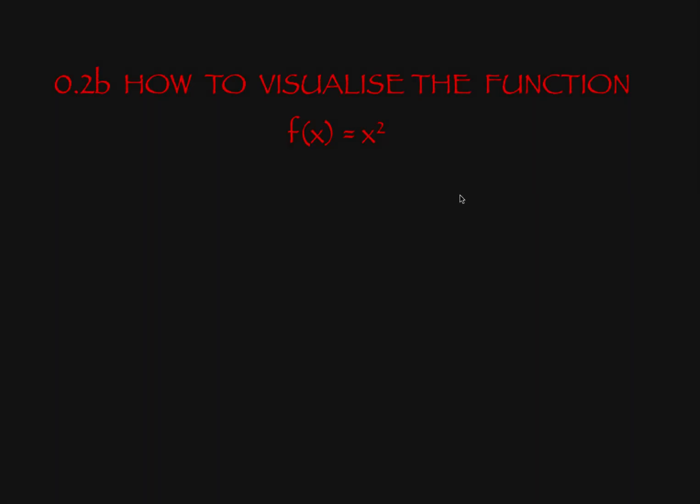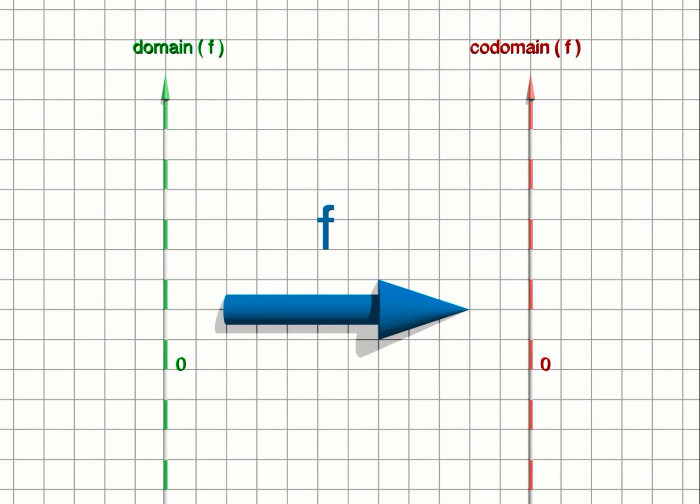We consider the function f of x equals x squared. It is a function that sends real numbers to real numbers. Let's visualize it. Here we have the domain of the function, which is a real line on the left, and the codomain, which is again a real line on the right.